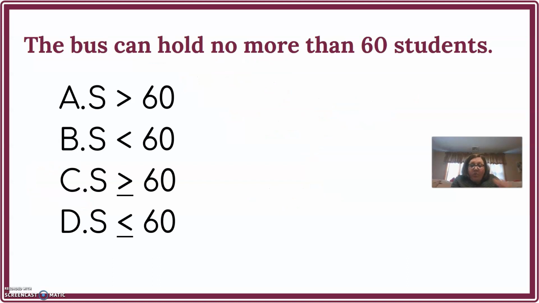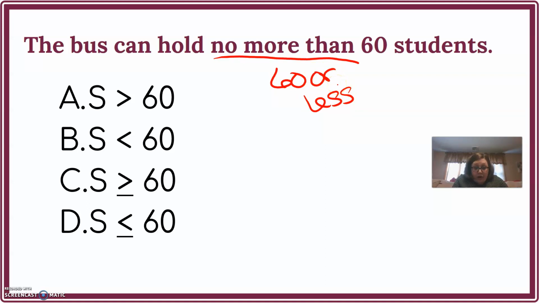The bus can hold no more than 60 students. So that means you can have 60 or less. Person 60 can get on the bus. Person 61 cannot get on the bus. So 60 or less would be the number of students has to be less than or equal to 60.